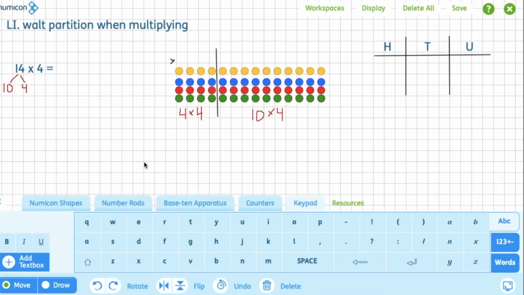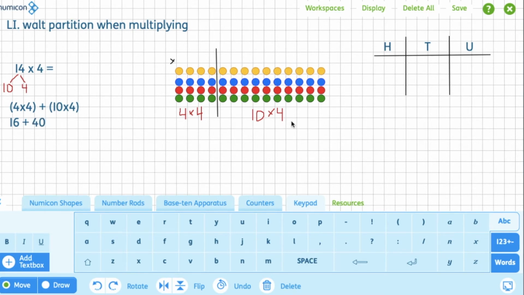So if I am going to do that, remember I put them in these wee brackets to show that they're separate parts, and then I'm going to add them together afterwards. So 4 times 4 plus 10 times 4, and I'll solve them independently. So 4 times 4, as you know, is 16. And 10 times 4 is 40.